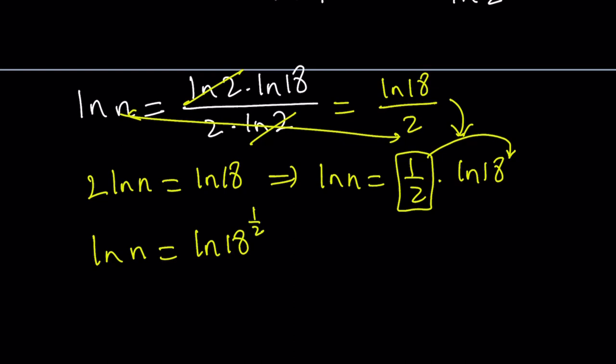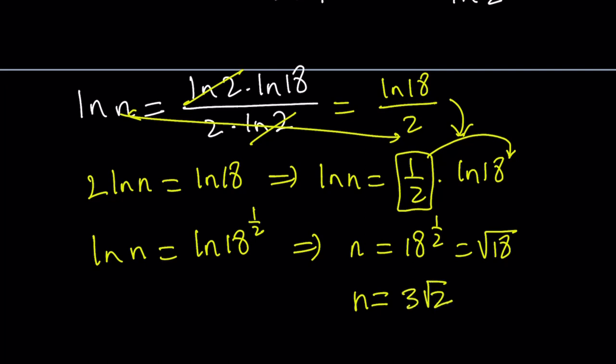In this case, we're dealing with positive numbers because ln is only defined on the positive reals. So we can go ahead and set the arguments equal, n equals 18 to the power 1/2, which can be written as square root of 18. And square root of 18 can be simplified as 3 root 2.